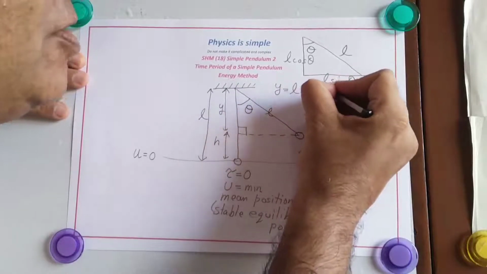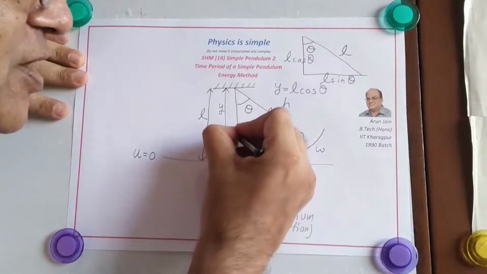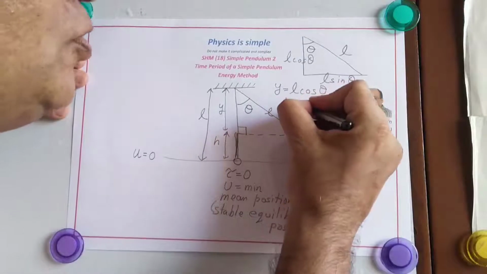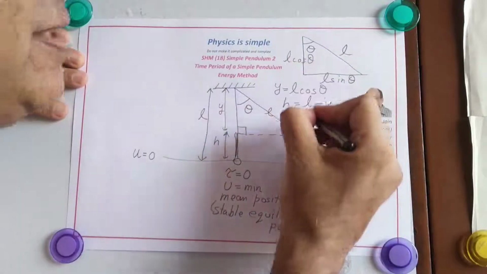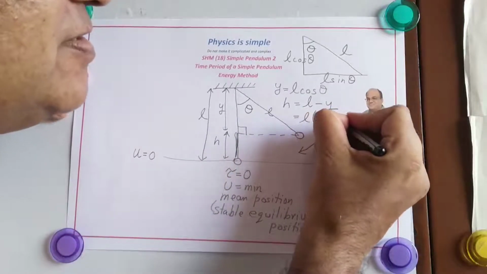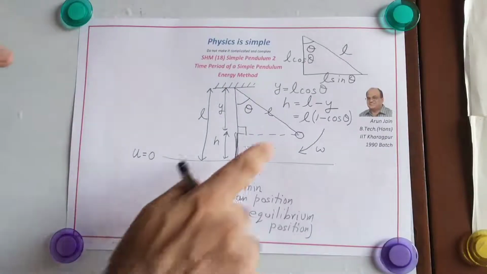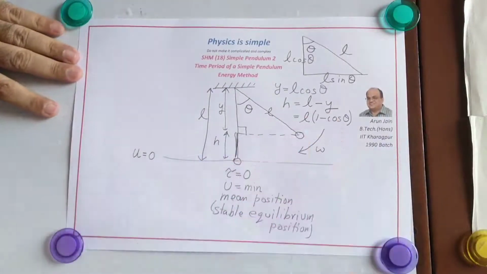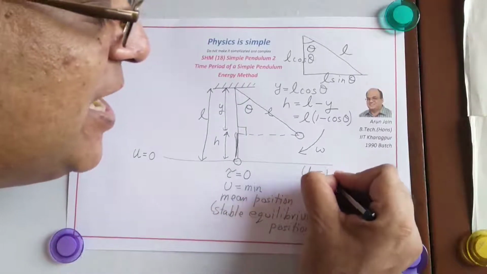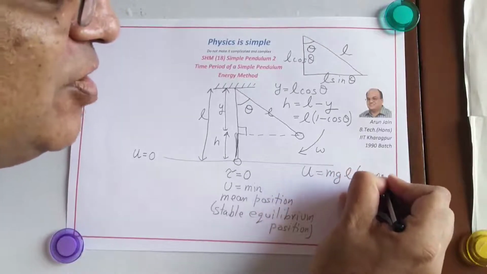If y is L cos theta, this height h will be this L minus this y. So it will be equal to L minus y, but y is L cos theta, so h becomes L into 1 minus cos theta. Now the potential energy at this position is the simple formula mgh. So potential energy will be mgh, and h is L into 1 minus cos theta.